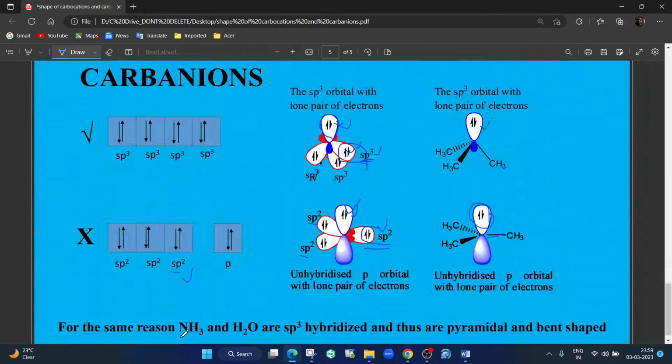For the same reason, because ammonia has a lone pair of electrons, water has two lone pairs of electrons, they cannot be sp hybridized or sp2 hybridized, they are sp3 hybridized, because the lone pair of electrons cannot afford to be in p orbital, where they are farthest from the nucleus and least stable.